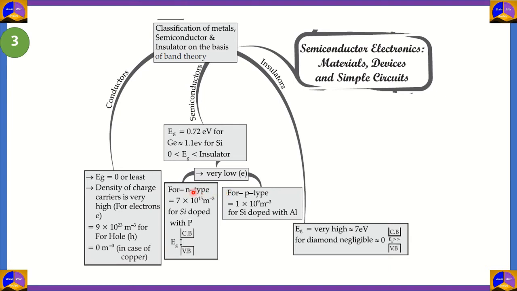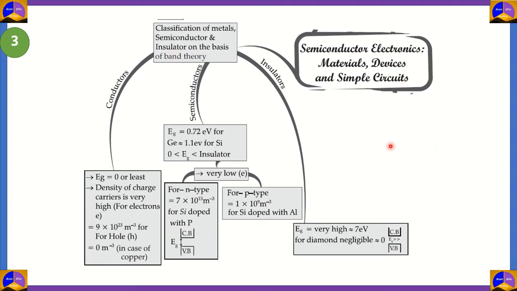N-type semiconductors have 7 into 10 raised to 15 holes per meter cube, and for p-type semiconductors, we have 1 into 10 raised to minus 9 holes per meter cube. The N-type and p-type will be discussed later. So this is how you can form conductors, semiconductors, and insulators. It's entirely dependent on the gap between the conduction band and the valence band.